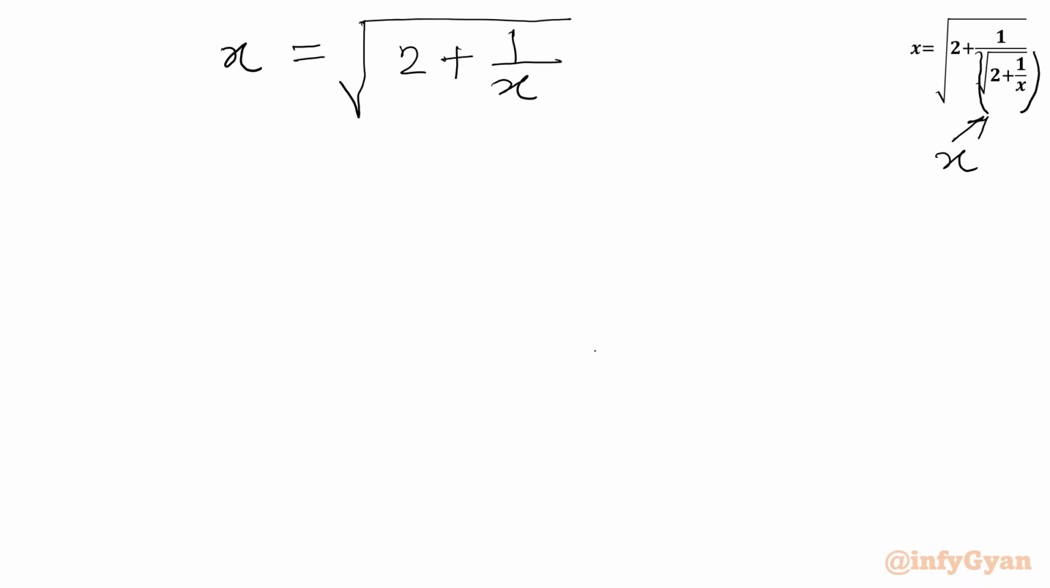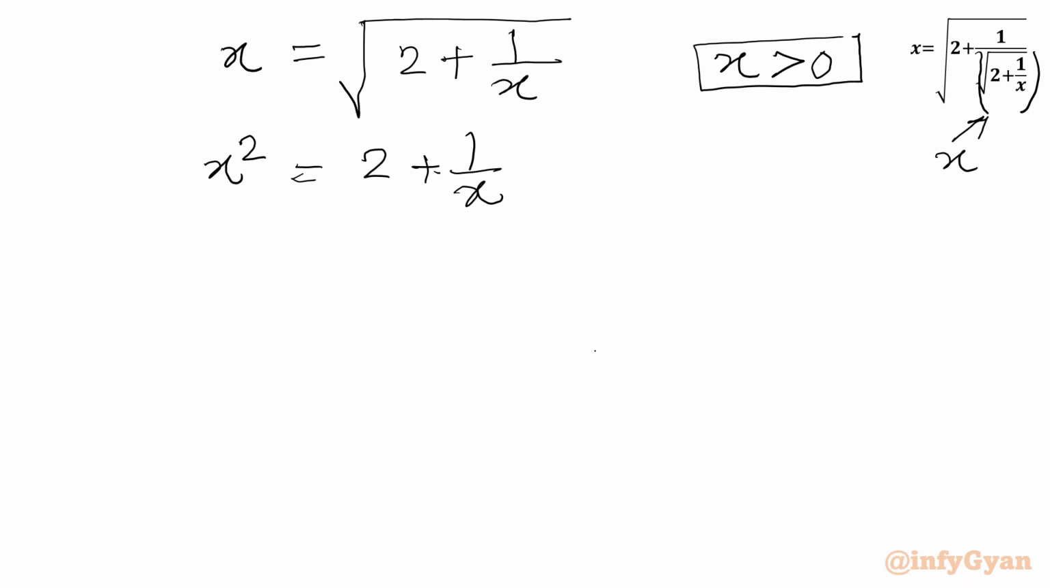Here we have square root 2 plus 1 over x. If I replace this denominator by x, it is satisfying our original equation. I will write x equal to square root of 2 plus 1 over x. Now condition on x is x should be greater than 0. Now we'll be squaring both sides. So x square will become 2 plus 1 over x.